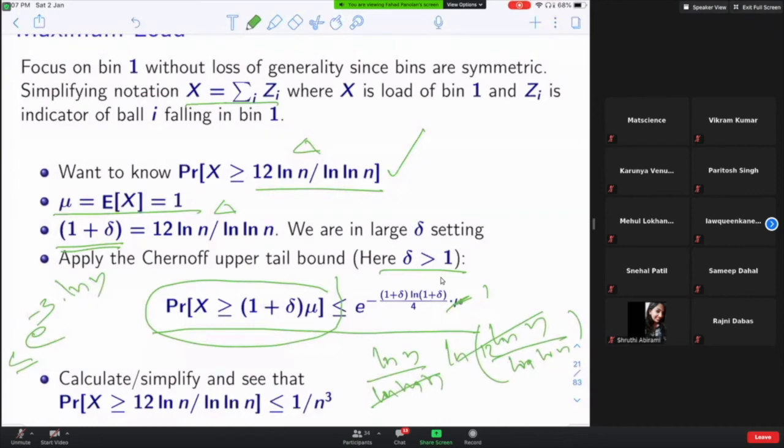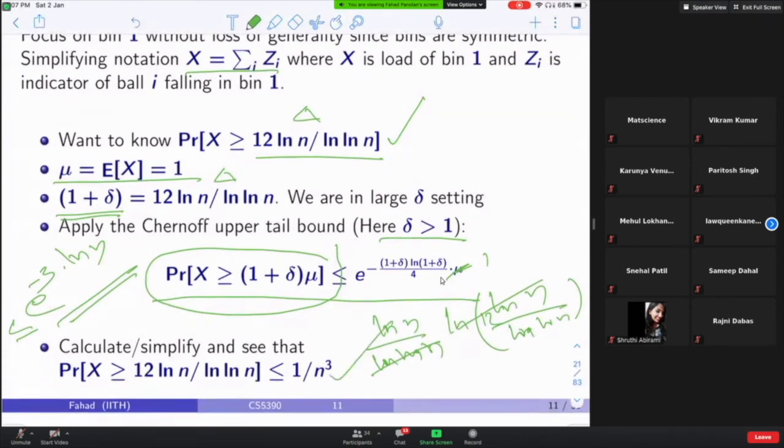And how much is this quantity? This quantity is n to the power minus 3. That is 1 by n cube. So the advantage of applying the Chernoff bound is that you have e to the power some quantity there. And if you can get that quantity to be like minus log n, then you will get 1 by n. That is a very tiny probability. That is what most applications of the Chernoff bound do. So that's all. We proved that.